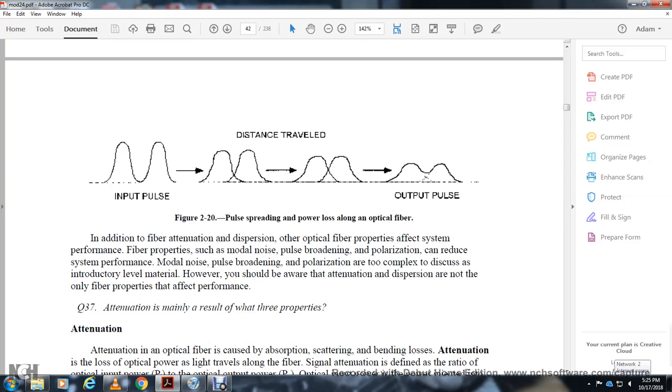In addition to fiber attenuation and dispersion, other optical fiber properties affect system performance. Fiber properties such as modal noise, modal broadening and polarization can reduce the system performance. Modal noise, pulse broadening, and polarization are too complex to discuss in introductory level material. However, you should be aware of the attenuation and dispersion effects on the performance of not only the fiber optic.